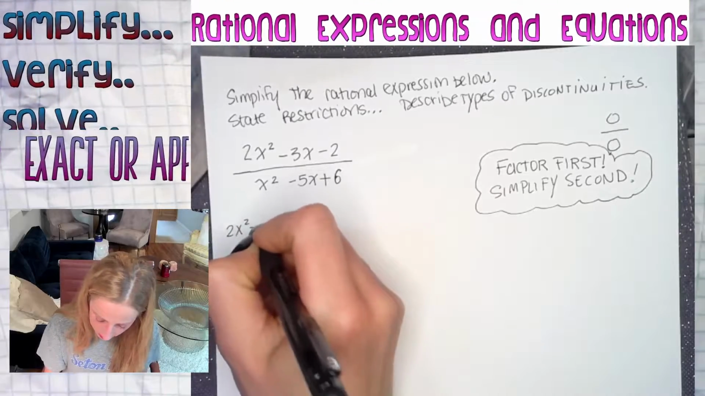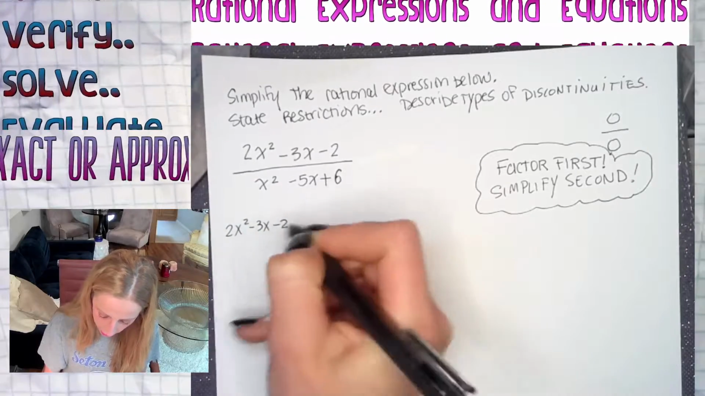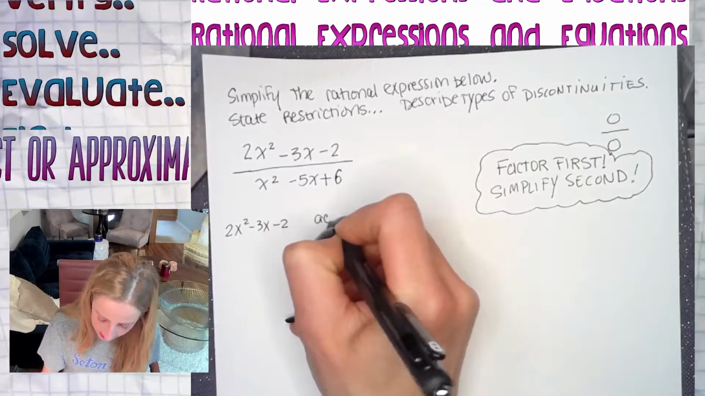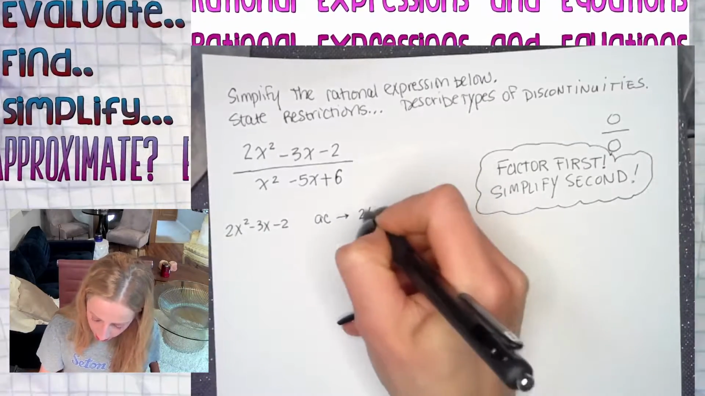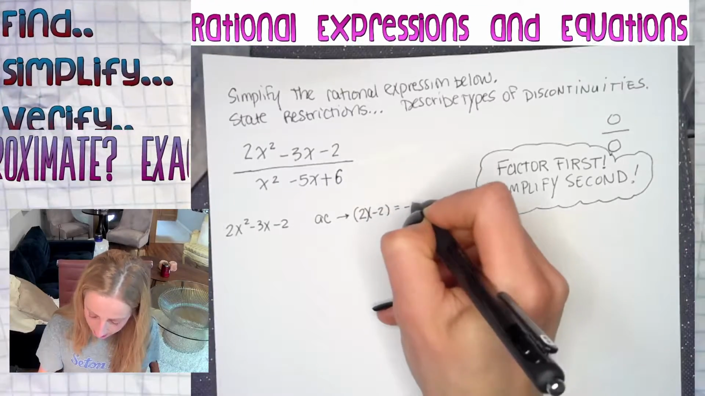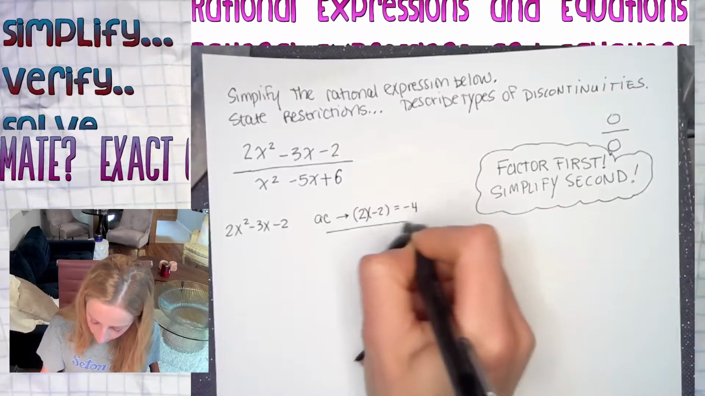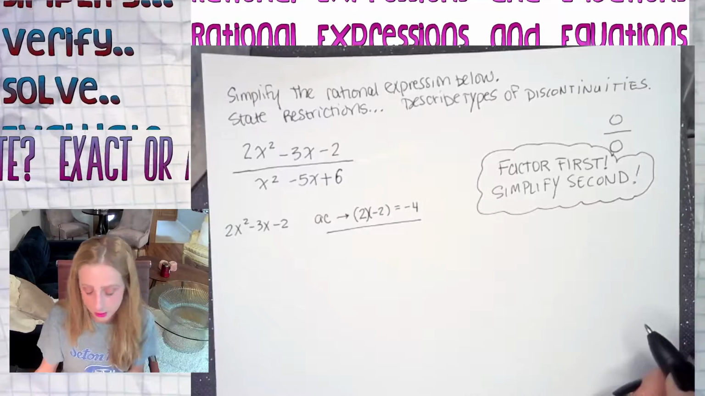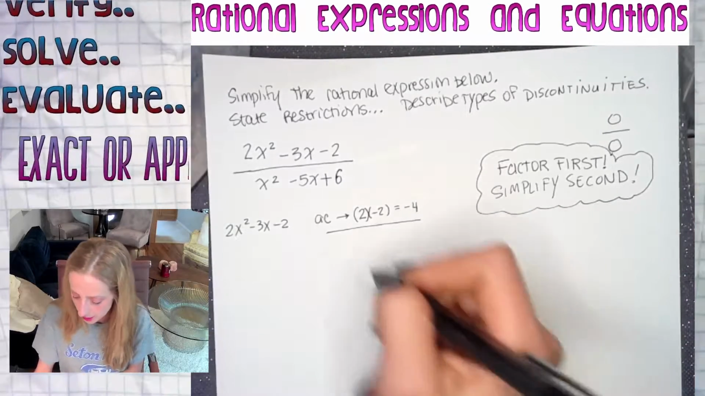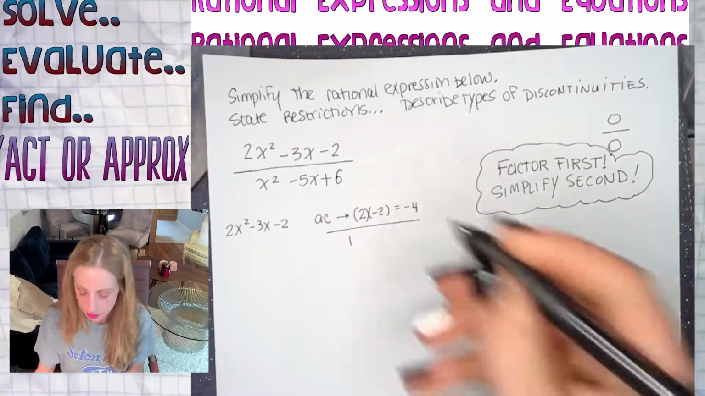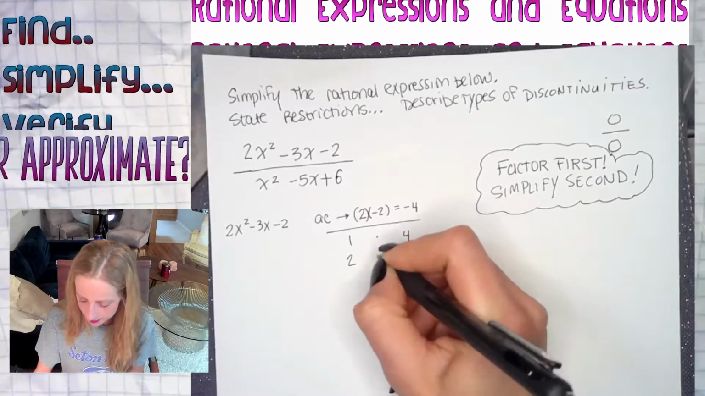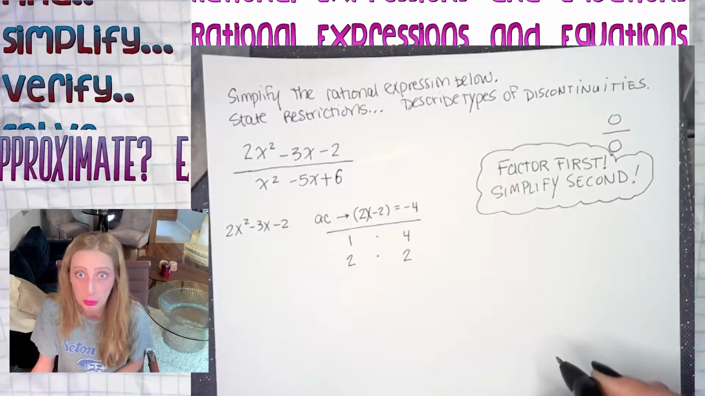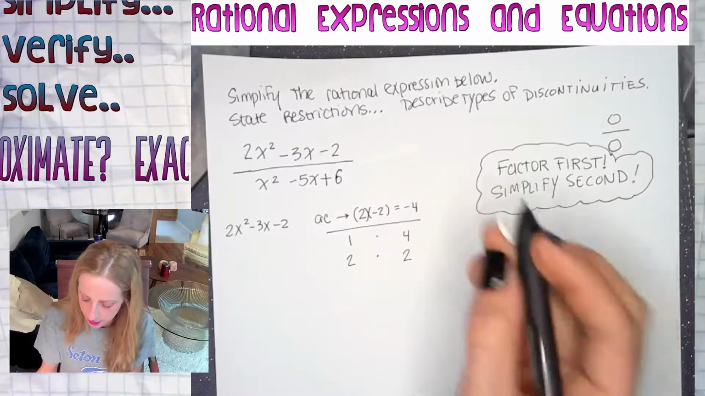2x squared minus 3x minus 2. We're going to do the AC method, which will be 2 times negative 2, which is negative 4. Factors, pairs of factors that make negative 4 when you multiply them. First, I ignore the negative. I just start with 1 and 4. 2 and 2, not so bad. Pretty small number. It's a little annoying if it were like a 48. Oh my gosh, a lot of numbers, right?